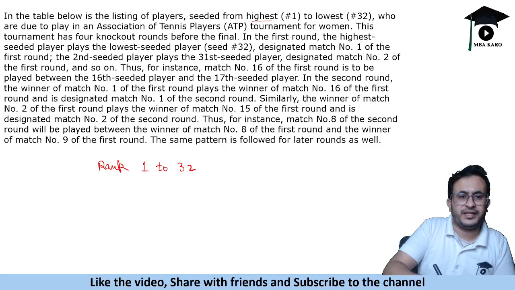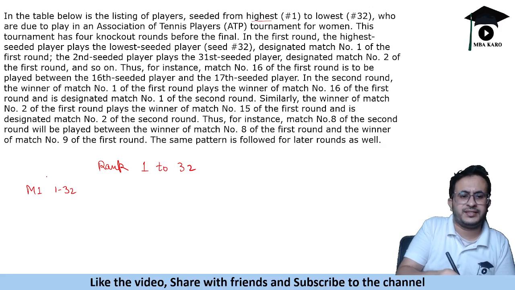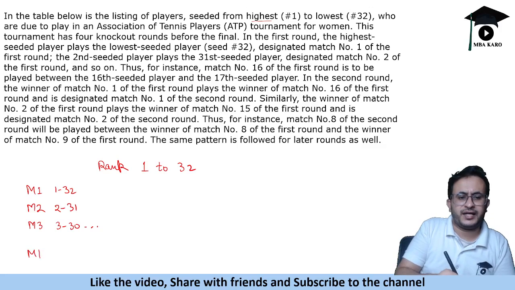In the first round, the highest seeded player plays the lowest seeded player, seed 32, designated as match number 1 of the first round. So match 1 is between 1 and 32. The second seeded player plays 31, so 2 versus 31. The third match is 3 versus 30, and so on. Thus, for instance, match number 16 of the first round is to be between 16 and 17.